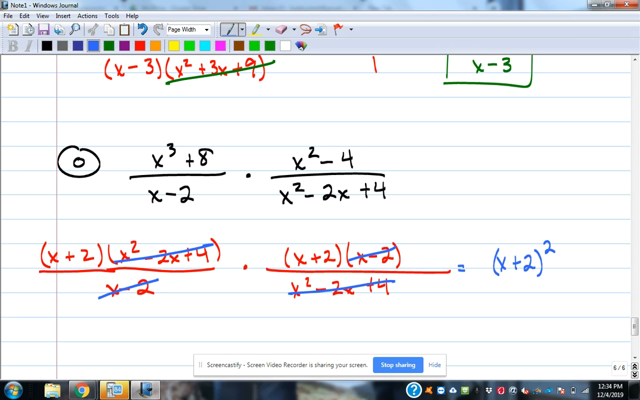What's in the denominator technically? 1, because everything else canceled out. But we don't have to write it over 1. Okay? So multiplying just takes factoring, cancel out vertically or diagonally. Let's look at quotients.